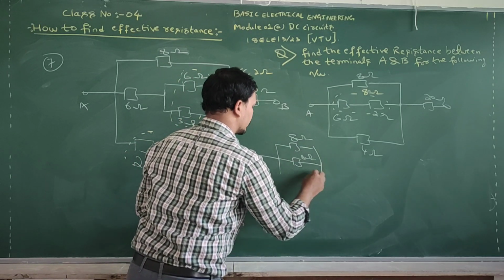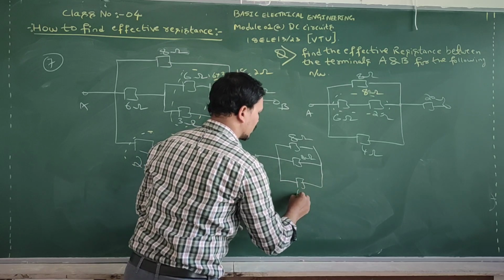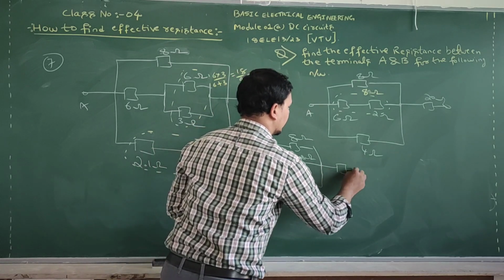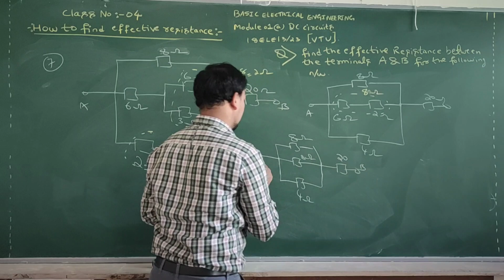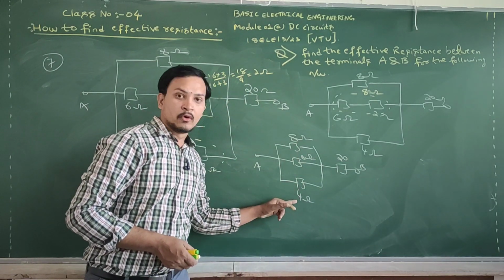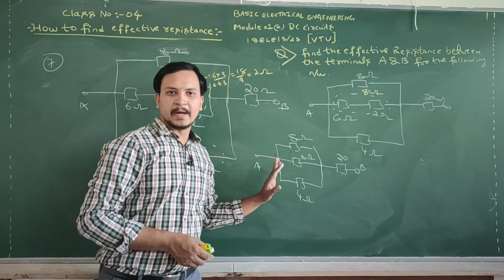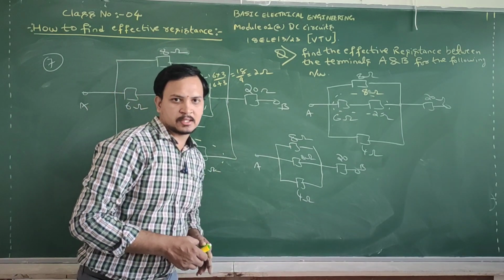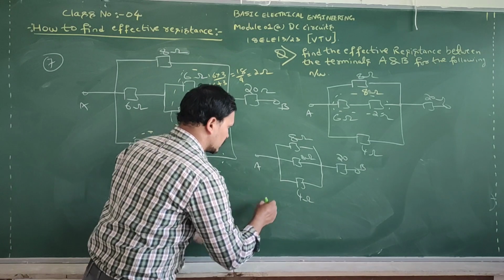8 ohms. And then 4 ohms. And then 20 ohms. Terminal A and terminal B. See now, 8 ohm, 8 ohm and 4 ohm are connected in parallel. So what is the effective resistance? What is the effective resistance?